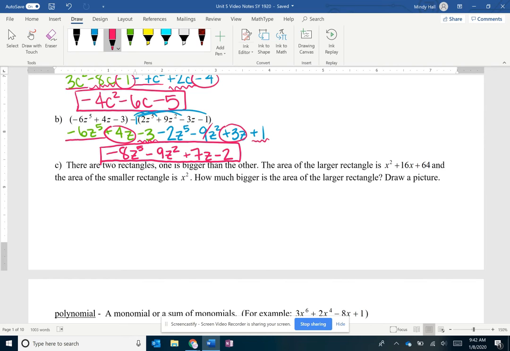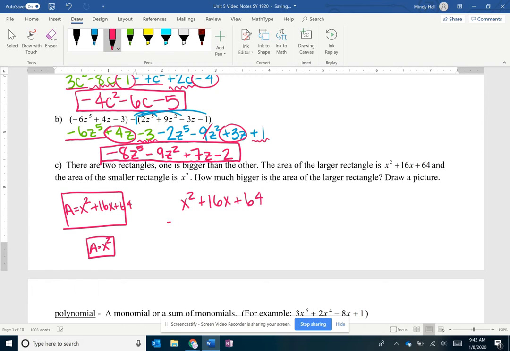Draw a picture. So if I had a rectangle, and its area was x squared plus 16x plus 64, and then I had a smaller little rectangle over here that had an area of x squared, and I want to figure out how much bigger it is. I'm going to have to do one of my 4 basic operations: addition, subtraction, multiplication, or division. Since it's a difference, though, we know it is going to be subtraction, so we're going to do x squared plus 16x plus 64 minus x squared.